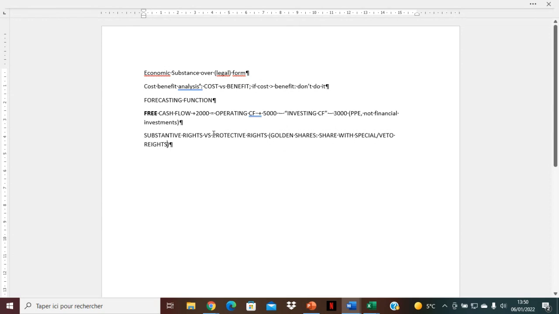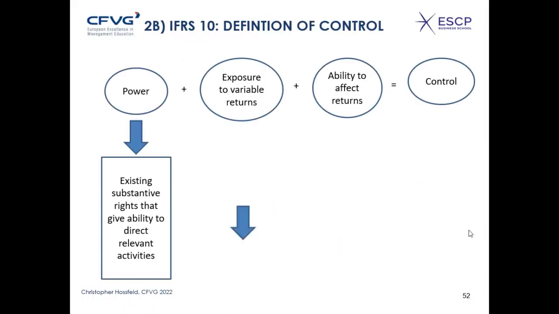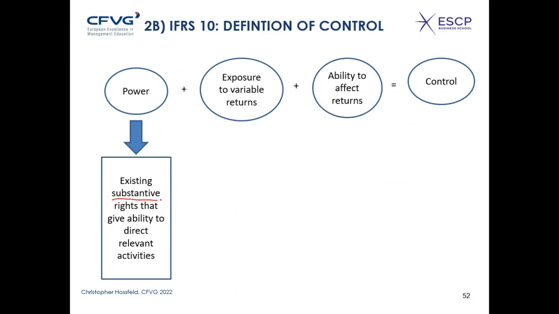In this case, anyone holding this share has a protective right. Okay, a protective right, as you can see here on the slide, does not give power. Only substantive rights give power. Substantive rights also include, of course, the voting rights that I have because I'm a shareholder. It also would include potential voting rights.